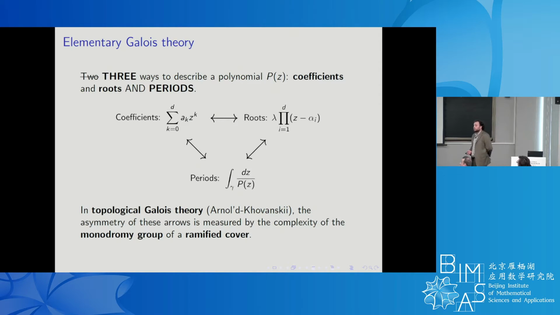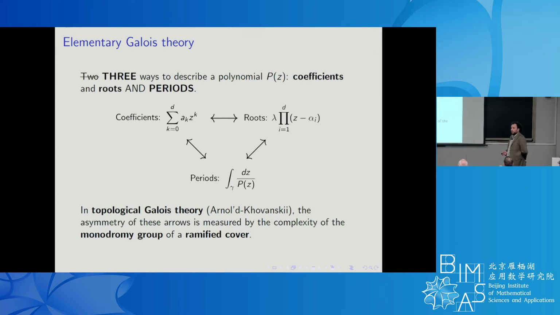I mean that when you know the roots of a polynomial, you can deduce the coefficients, but when you know the coefficients, you know the roots up to some symmetry, and you need to break this symmetry to get an explicit formula. Okay?